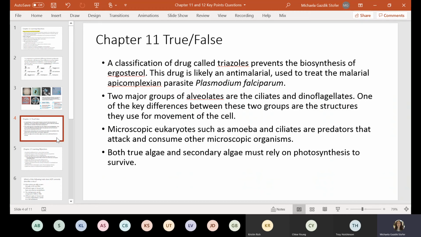As we go through the true false ones, I'm actually going to ask you guys to answer them. So I want you thinking a little bit now. So in the chat, I'll just ask you to type in T's or F's depending on what you think the answers to them are.